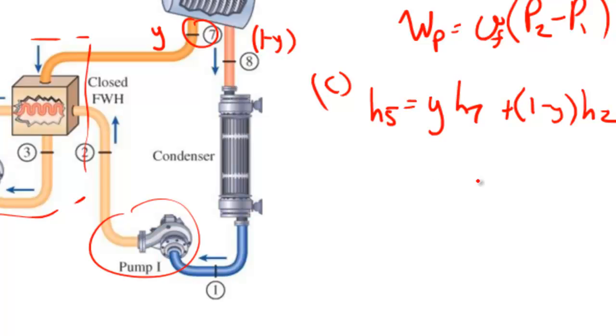And we just found out what H2 was from our part B, and we know what H7 is. We got that from part A. And so the last thing we need to know is what H5 is. And we were told that this is a saturated liquid, so we're at P5 and at X equals 0. So we can go ahead and find out what H5 is, and solve this equation right over here to find out what y is.